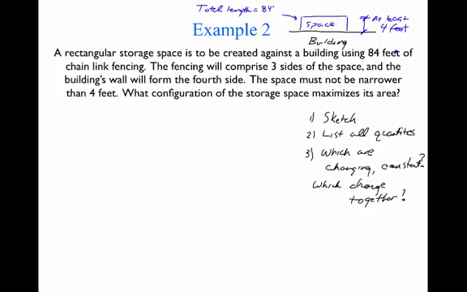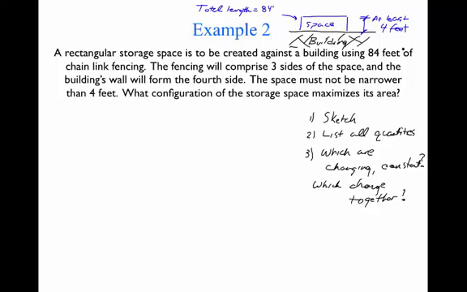Okay, so here's a possible sketch you might have had, without delving into making any conclusions or moving forward to the solution. I'm showing the building here. Here's the building. And then that's the side of the building, and the storage space has 3 sides. The total length of those 3 sides is 84 feet, and it needs to be at least 4 feet wide, right? Something like that. So that's just one way, purely taking the information from the problem and making a sketch. Yours may have some differences.